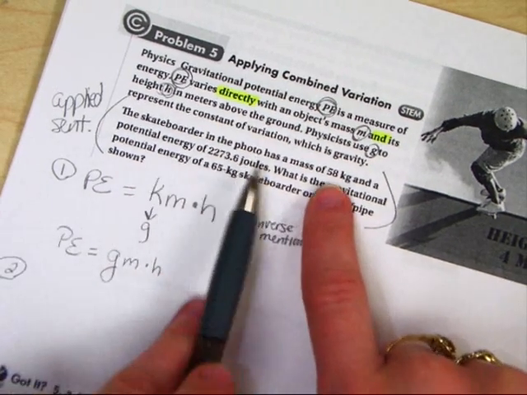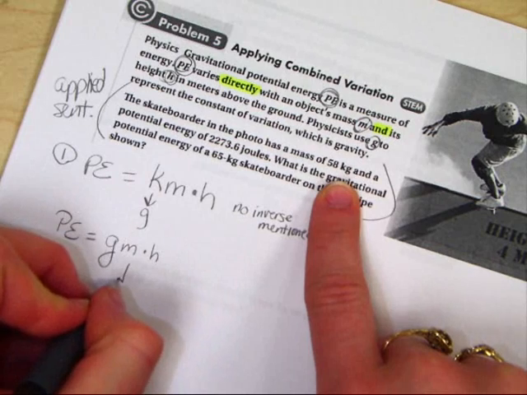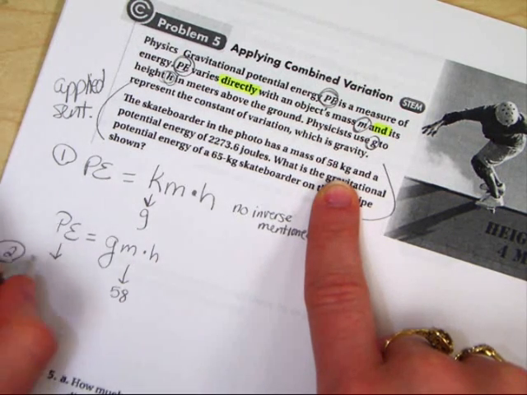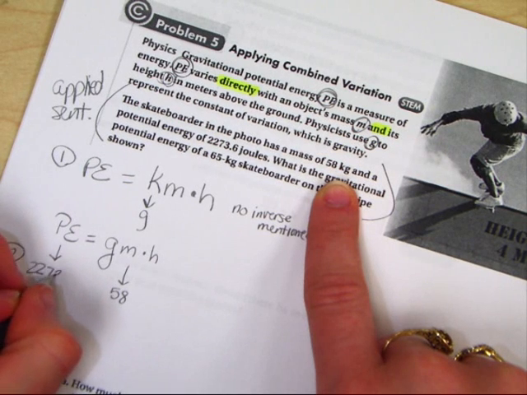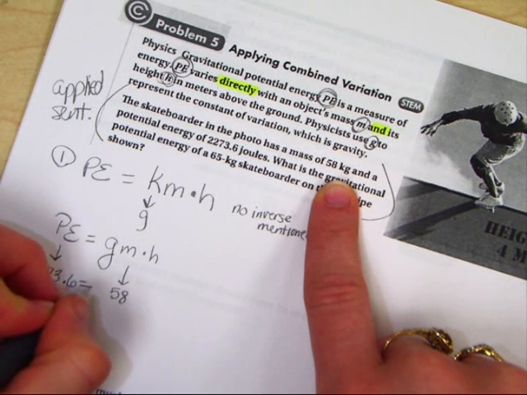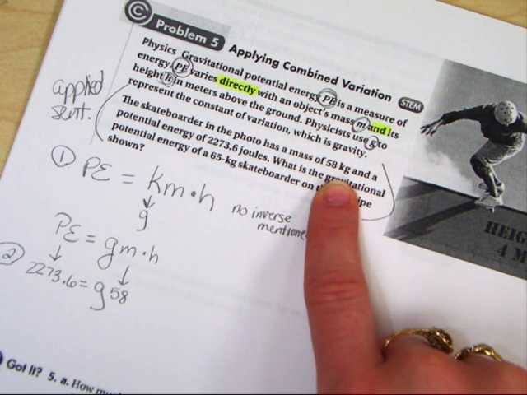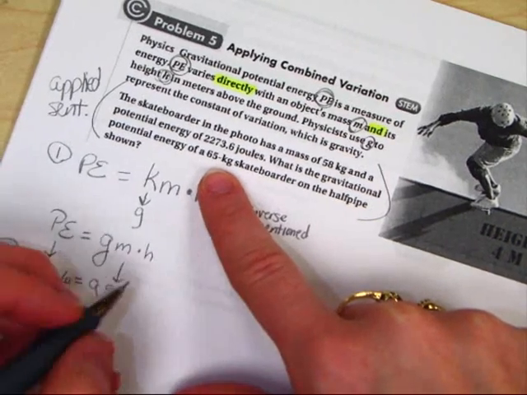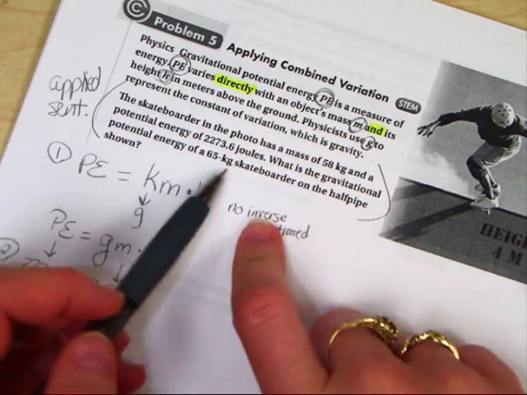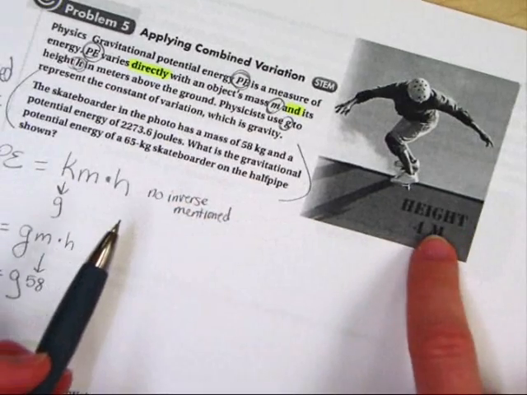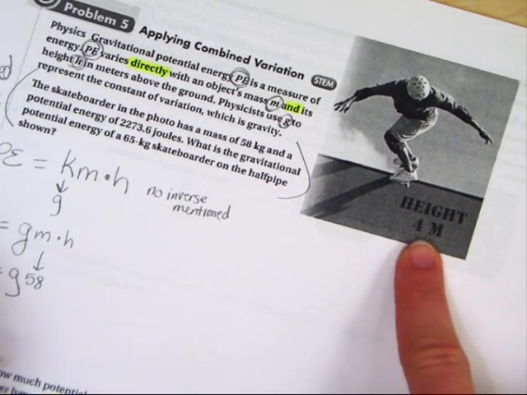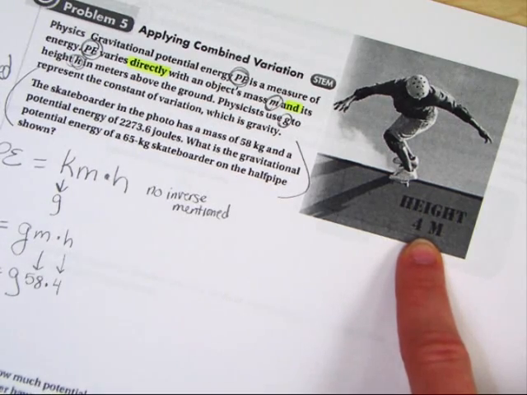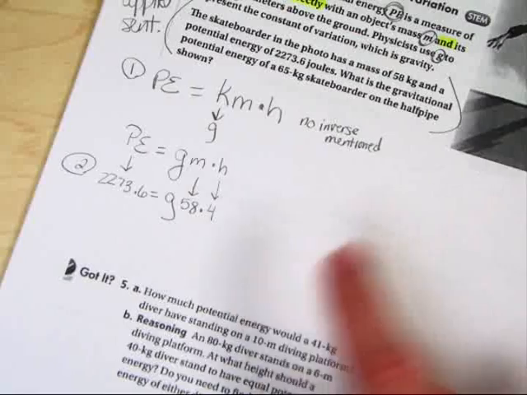The skateboarder in the photo has a mass of 58 kilograms and a potential energy of 2273.6 joules. And the question asks what is the gravitational potential energy of a 65 kilogram skateboarder? So that's going to be what we plug in at the end. Let's look over here for the height. You see how it tells us it is 4 meters high. Now all we need to do is solve for G.